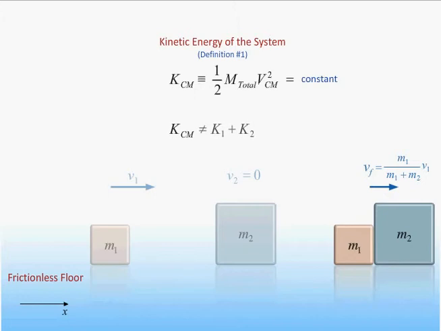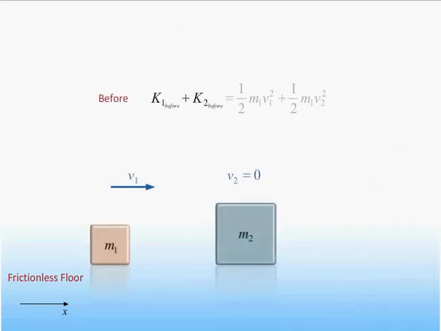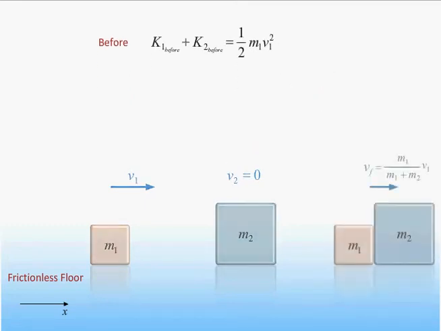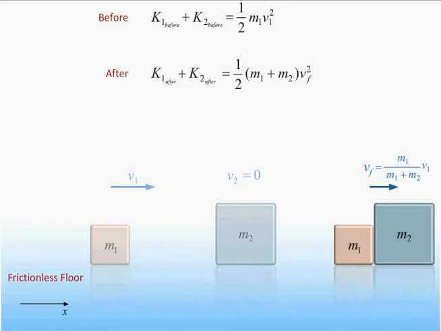However, this kinetic energy of the center of mass is not equal to the sum of the kinetic energies of the objects making up the system. We'll demonstrate this claim now as we explicitly calculate the sum of the kinetic energies of boxes 1 and 2 before and after the collision. Before the collision, the sum of the kinetic energy of the boxes is just equal to the initial kinetic energy of box 1. After the collision, the sum of the kinetic energies of the boxes is equal to the final kinetic energy of the object composed of the two boxes stuck together.